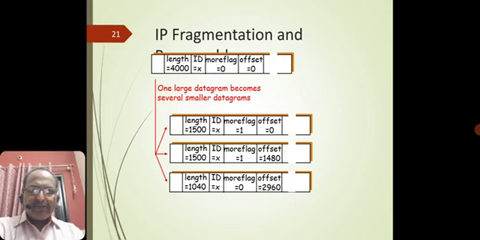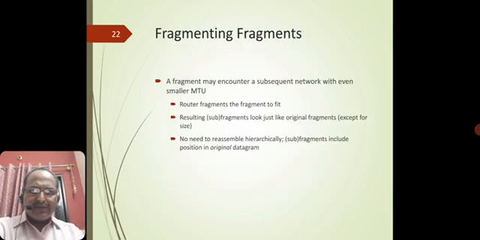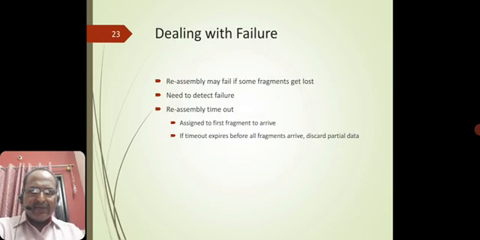This is IP fragmentation, and the length is this. It's the same thing I explained in the previous sessions. Now this is the fragmenting part. The router fragments a datagram to fit, and the resulting fragments look just like original datagrams. No need to reassemble hierarchically. Now this is dealing with failure. Reassembly may fail if some fragments get lost.